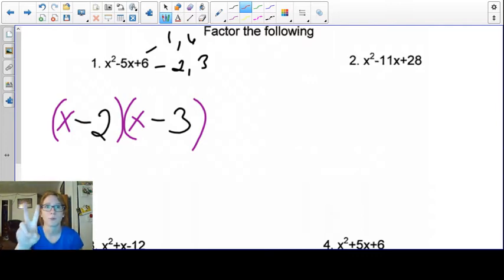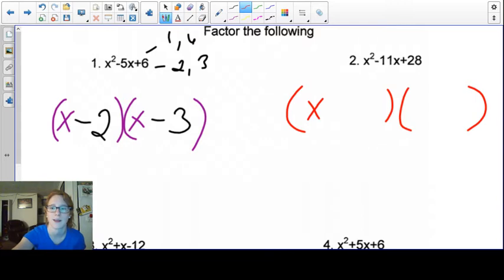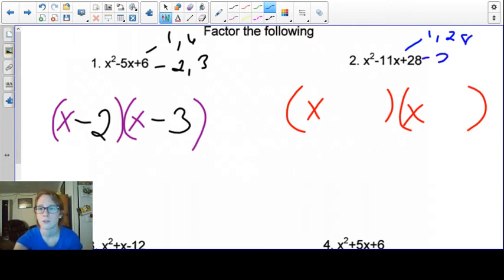Okay, problem number 2. Starting off with my 2 sets of parentheses and my x's. Okay, let's see what goes into 28 now. 1 and 28. 2 and 14. 3, no. 4, yep, 4 and 7. 5, no. 6, no. 7. Oh wait, I'm at 7, so this is all I've got.